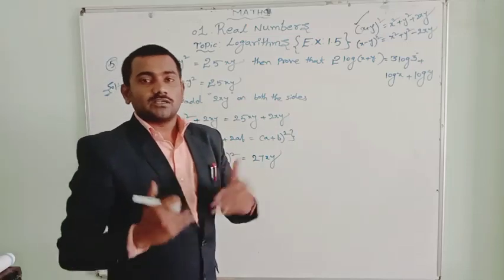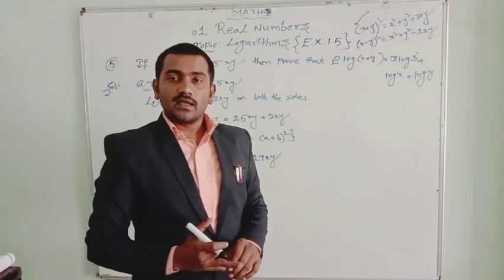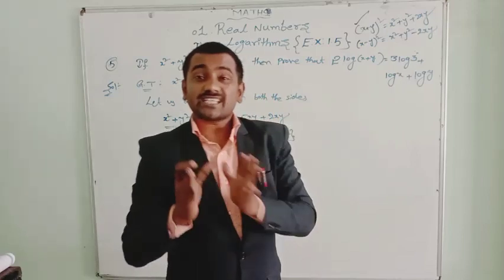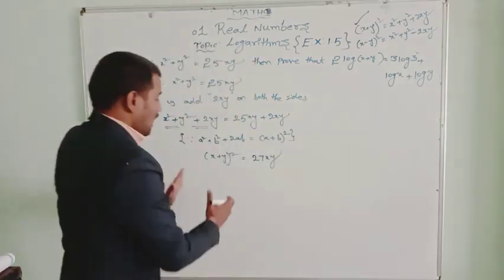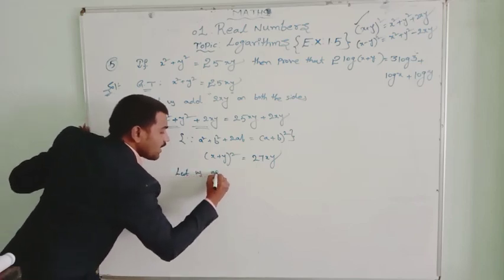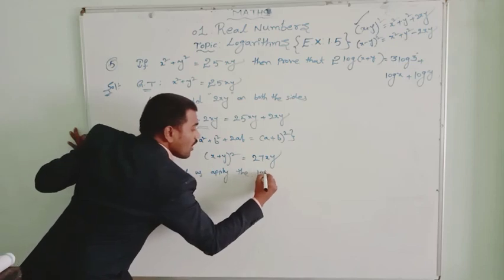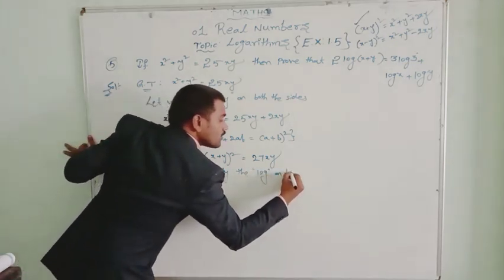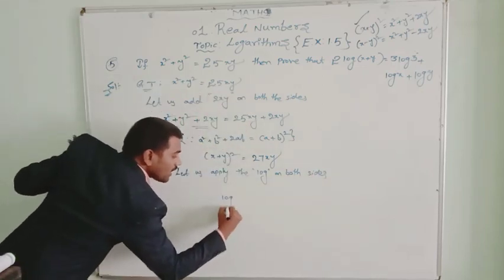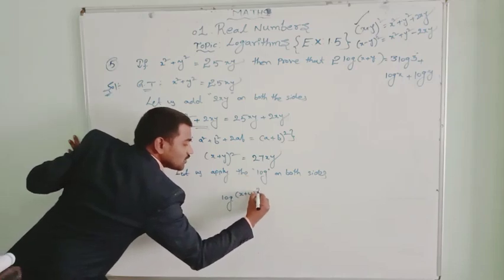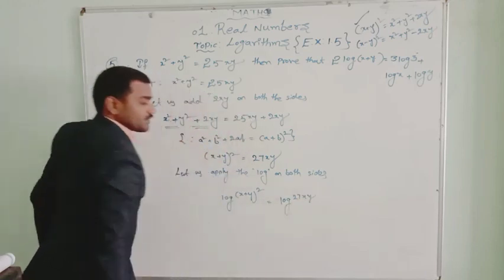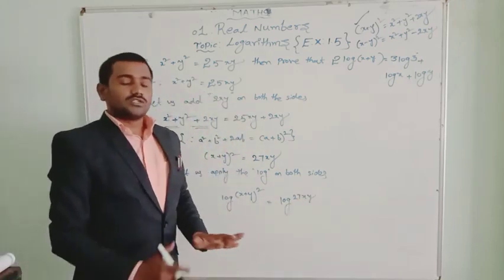Now from here the step is very easy to get our answer. We need the answer in logs, so let us apply logarithms on both sides of this equation. Log of x plus y whole square equals log of 27xy. From here, the solution is very easy now.